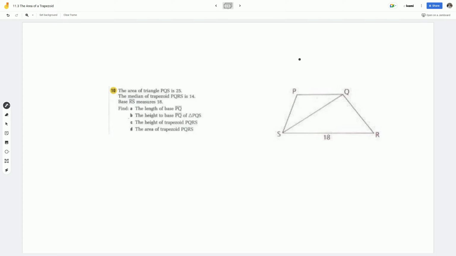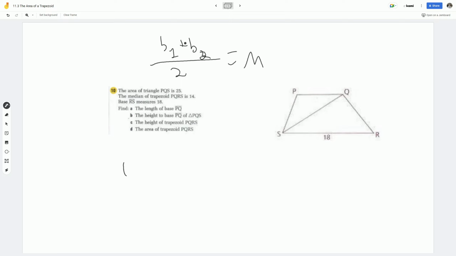So we know the median of the trapezoid PQRS is 14, and we know the equation base 1 plus base 2 over 2 is equal to the median, and we already know what one of the bases is, and we already know what the median is. Therefore, we can solve this equation, as now there's only one variable that we need to solve for.